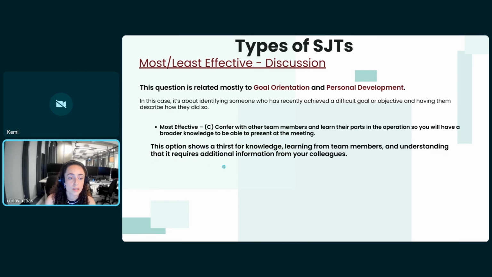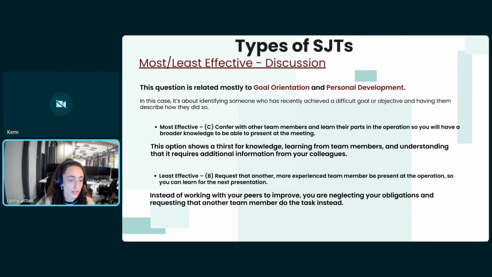This option shows a thirst for knowledge, learning from team members, and understanding that it requires additional information from your colleagues. And the least effective, which we saw before, is not effective because instead of working with your peers to improve, you are neglecting your obligations and requesting that another team member do the task for you, essentially. So that looks less good.